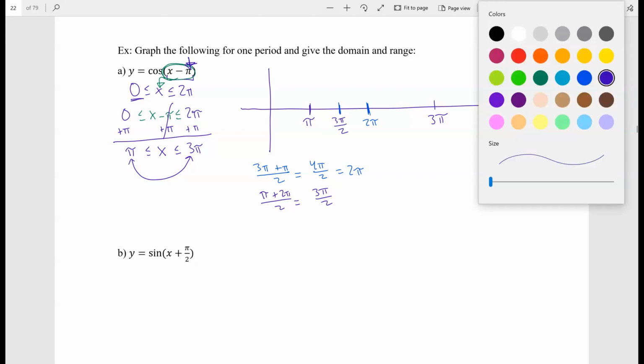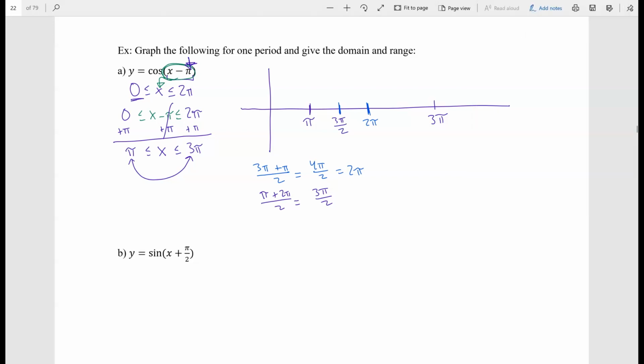And then the last one, let me choose orange. We're going to look at 2 pi and 3 pi. So 2 pi plus 3 pi, and then we're going to divide it by 2. That's going to give me 5 pi over 2. So this guy's going to be 5 pi over 2. So that's basically where the new cycle is going to be at.